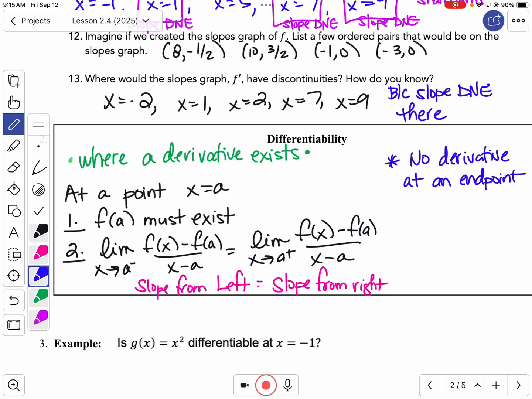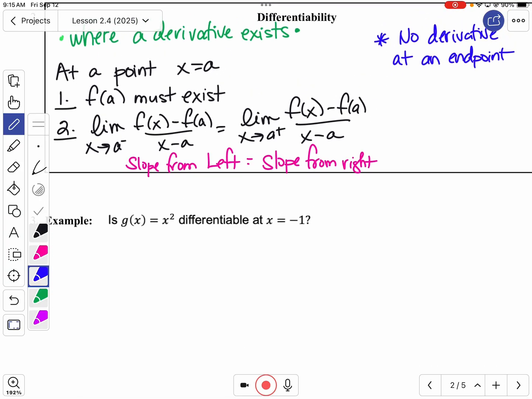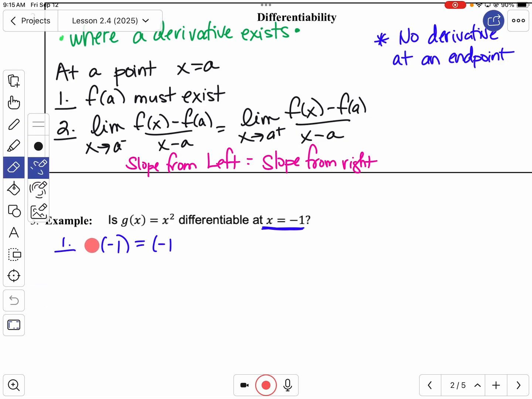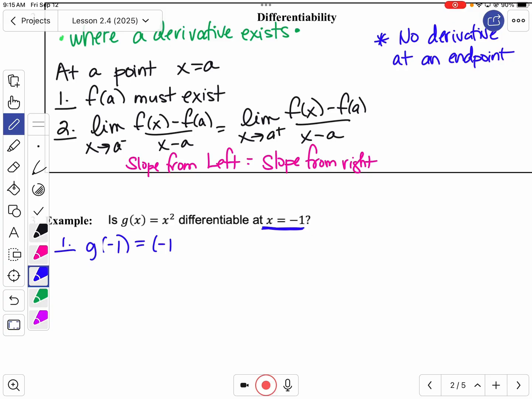Okay, so let's do one where we prove differentiability, all right? Using the definition. Okay. So first part of the definition, f at a must exist. The a we're talking about is -1, all right? So f of -1 has to be a value. Well, actually, it's g, sorry. Okay, which would be -1 squared, which is what? Okay, it's 1, so we met the first qualification, all right?